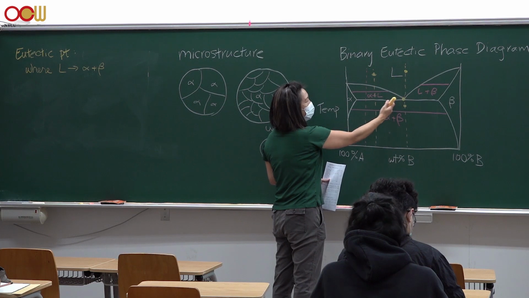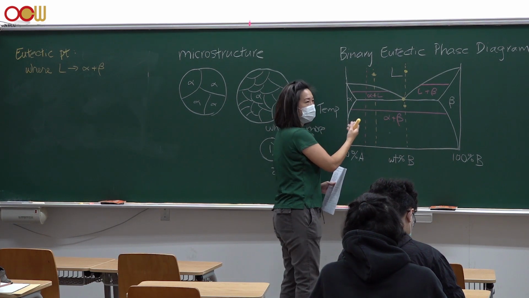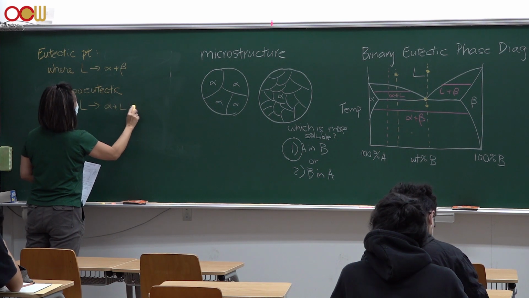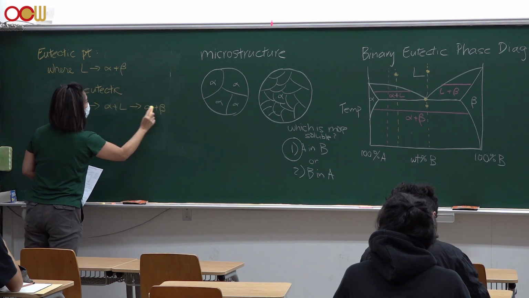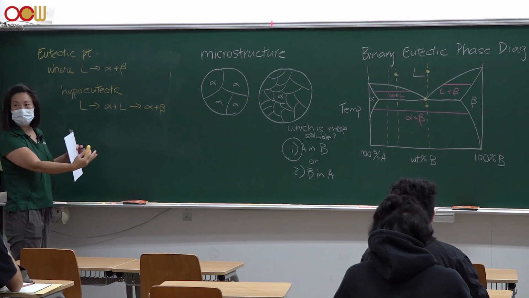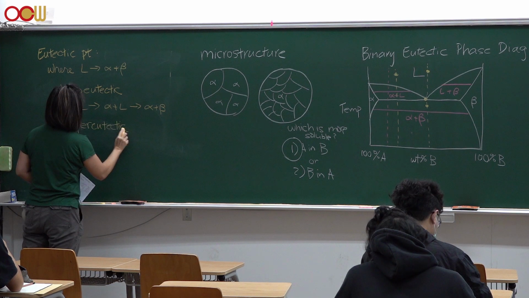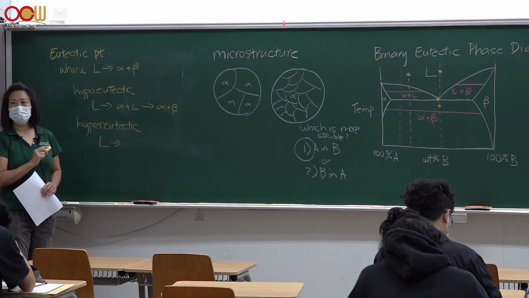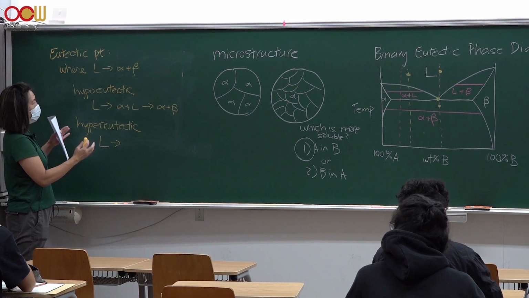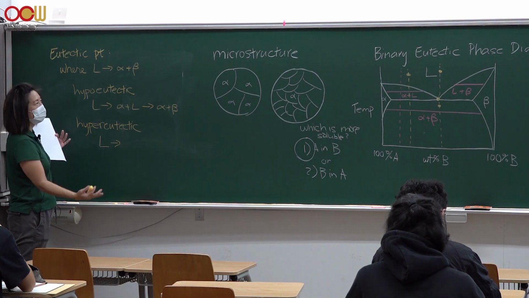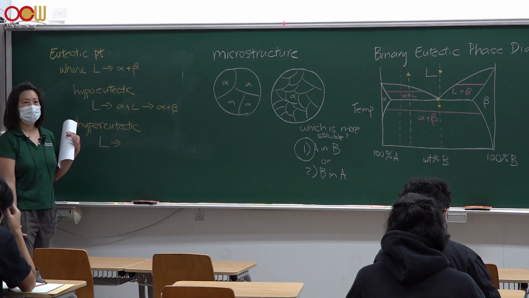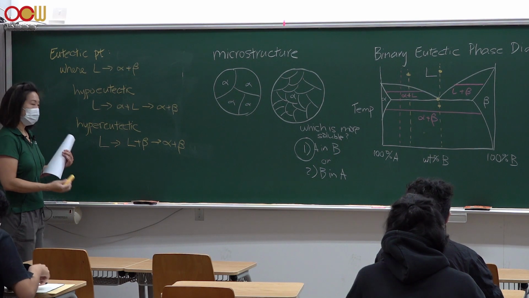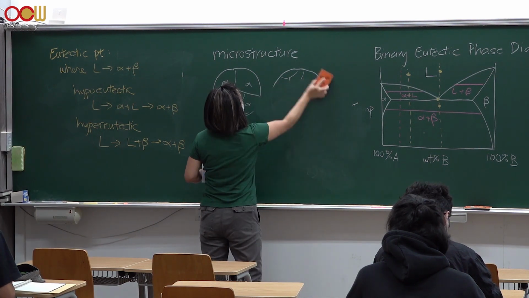So if I'm under the eutectic composition, hypoeutectic, I would go from liquid to alpha plus liquid to alpha plus beta. If I'm above the eutectic composition, hypereutectic, I would go from liquid to what would I get after liquid? If I'm at a composition greater than my eutectic composition. Okay? Why do you think that matters?